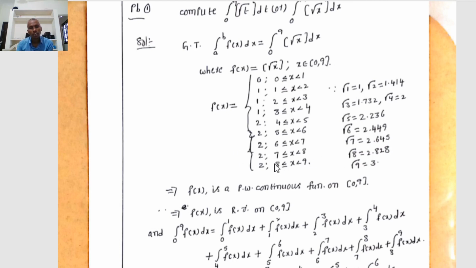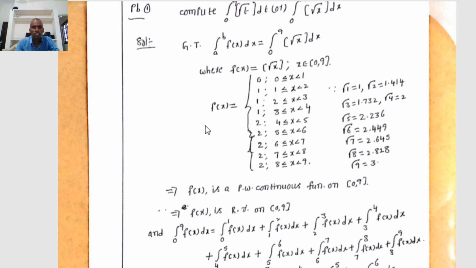Next, 8 ≤ x < 9, where √8 = 2.828. It also lies between 2 and 3. Where x < 9, meaning x is 8.99 something, the root of 8.99 something equals 2.99 something, which lies between the two integers 2 and 3. That implies the integral part of √x equals 2.